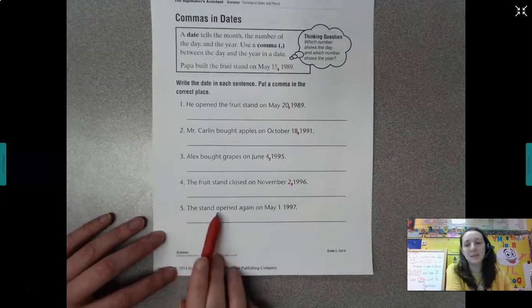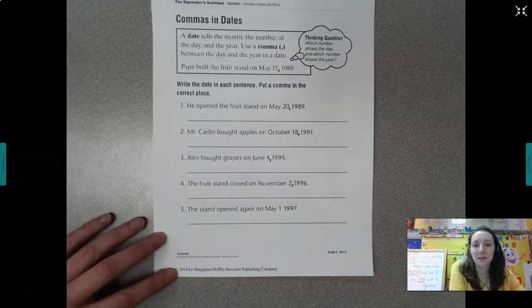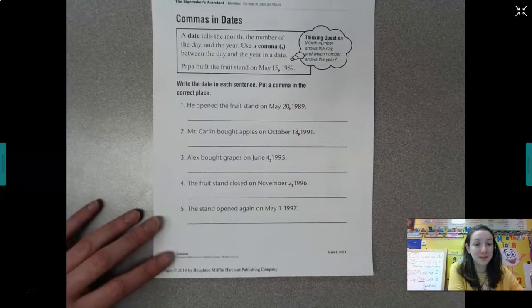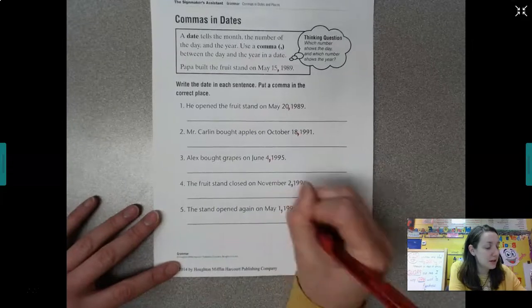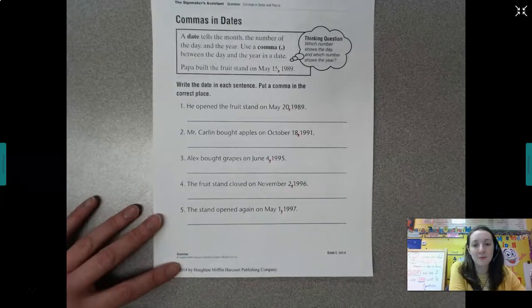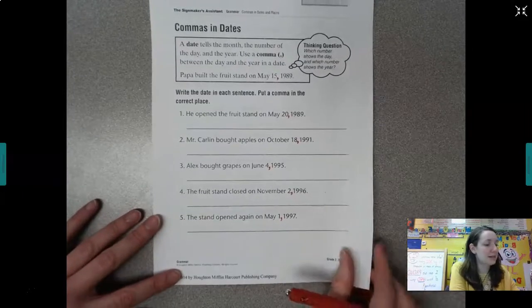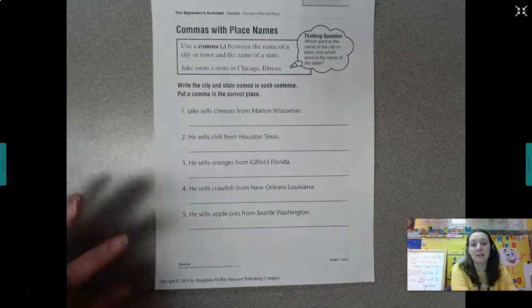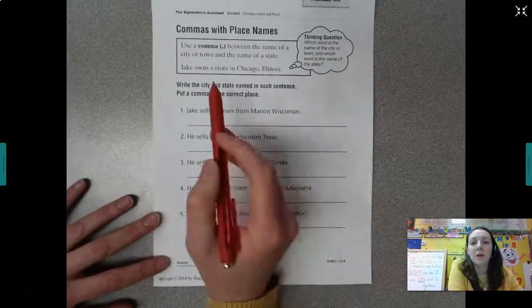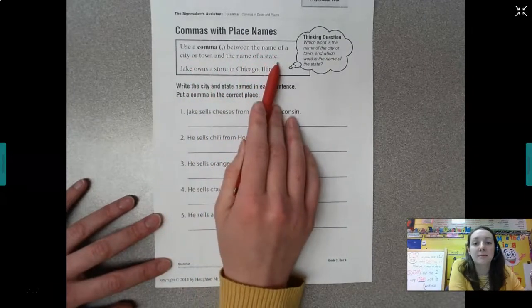The last one says the stand opened again on May 1st, 1997. So, where am I putting my comma in this sentence? Between the day and the year. So the day is May 1st, and the year is 1997. So our comma goes in between those. So those are commas in dates. So now let's look at commas with place names, places, okay? So use a comma between the name of a city or town and the name of a state.